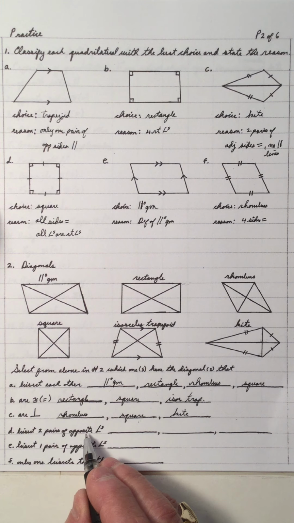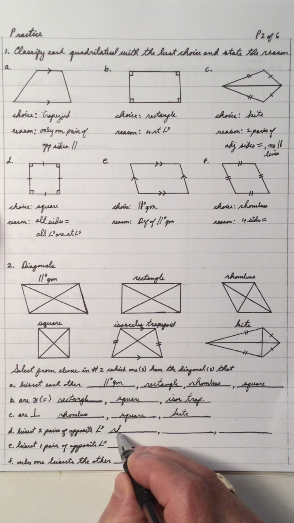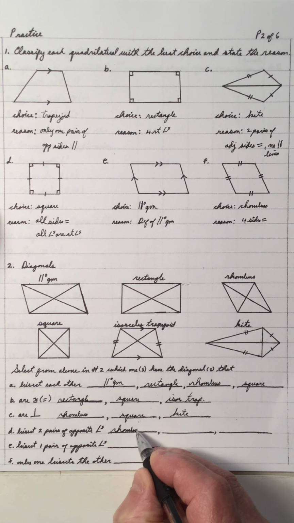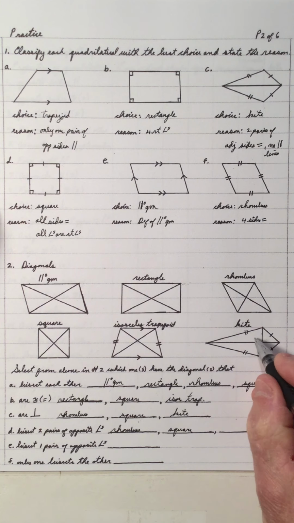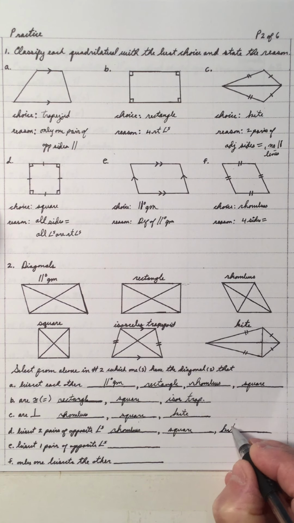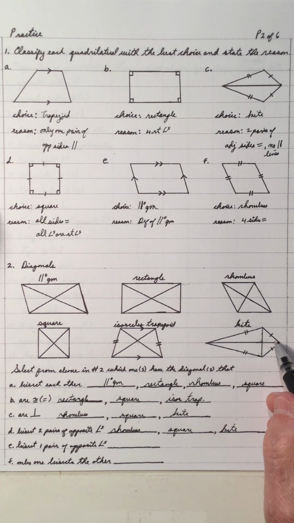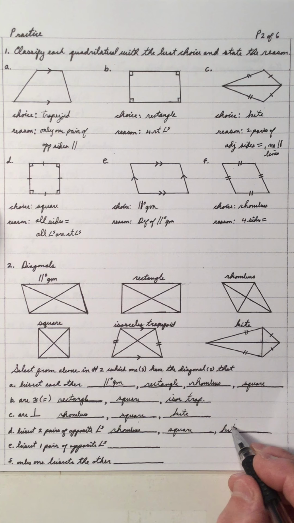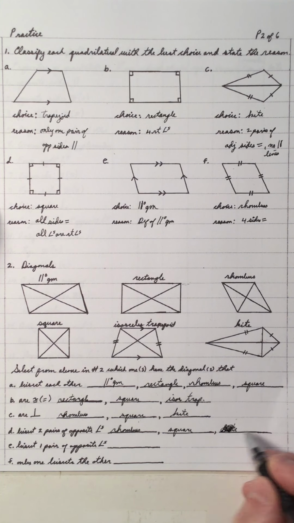Which diagonals bisect two pairs of opposite angles? That happens in a rhombus, in a square, and it happens in a kite. They bisect two pairs of opposite angles. So that happens in, let's see, it doesn't happen in a kite. Nope, that's wrong. Sorry about that.